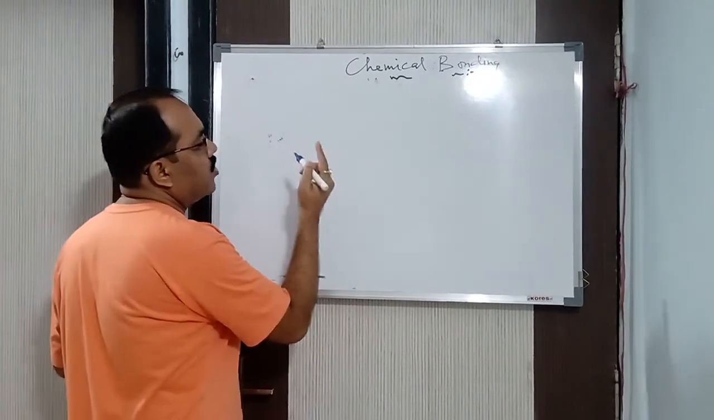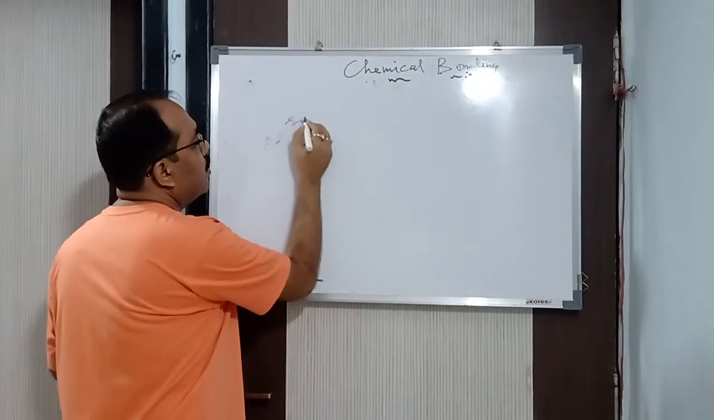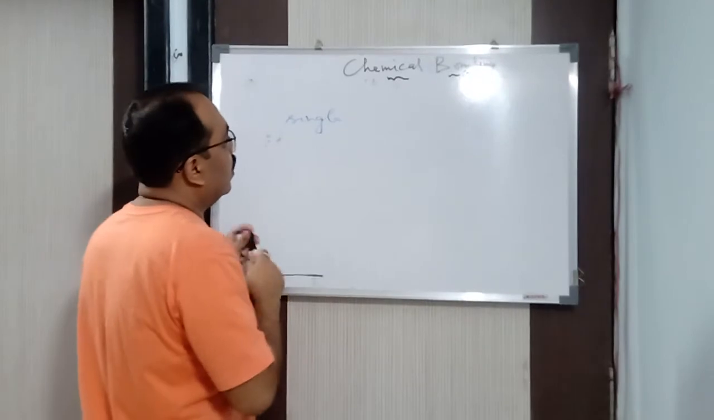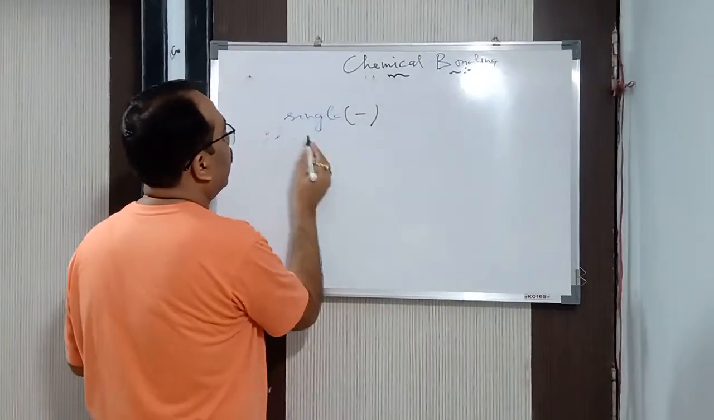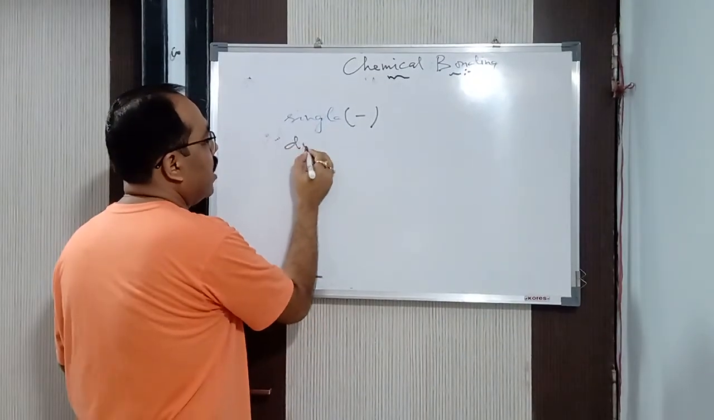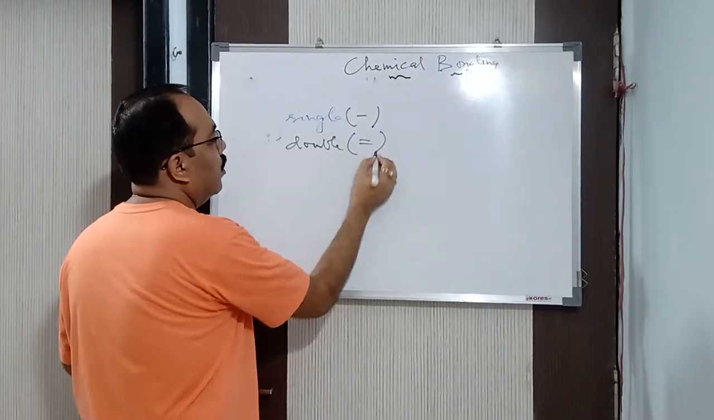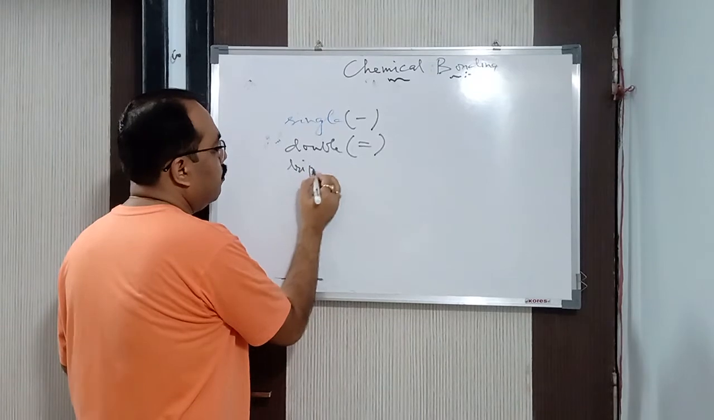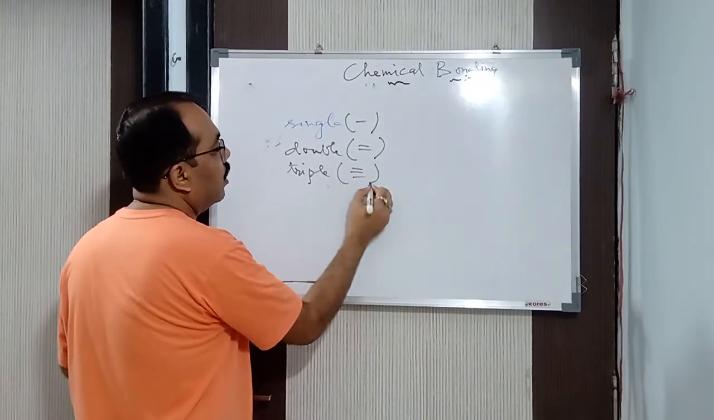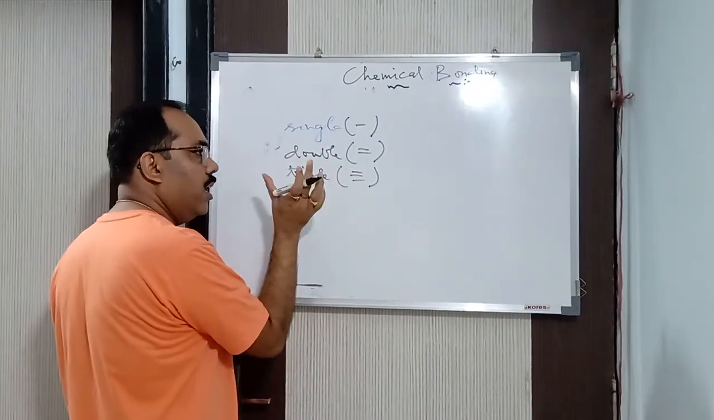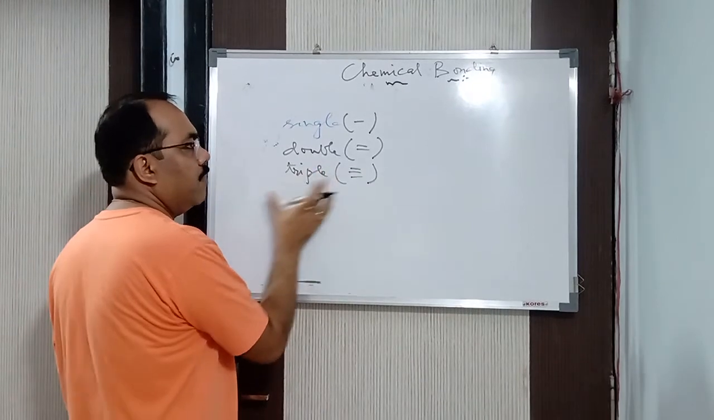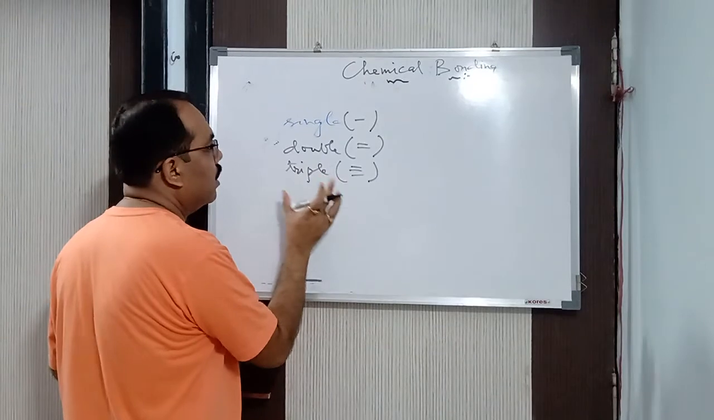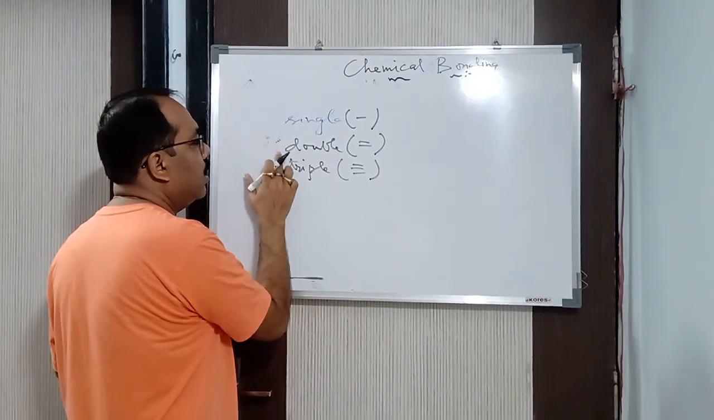And the number of electron pairs which are shared: suppose it shares one electron pair, it is said to be a single covalent bond. If it shares two pairs of electrons, it is known as a double covalent bond. And if it shares three pairs of electrons, it is said to be a triple covalent bond. So the number of electron pairs shared between the combining atoms to form a stable covalent molecule is known as covalency. Based upon that, we have single, double, triple in this way.